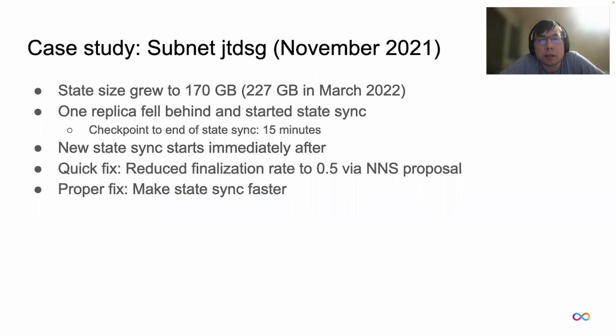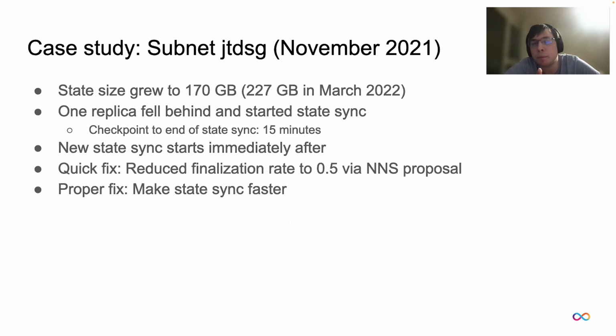By November last year, its state size grew to 170 gigabytes. And in fact, in the meantime, it's way past that already. But in November, it was 170. And it's by far our largest subnet. It contains, among others, the Sonic DEX, but a lot of other canisters as well. All other subnets are under 100 gigabytes.